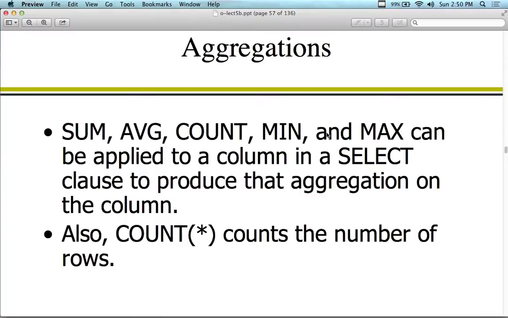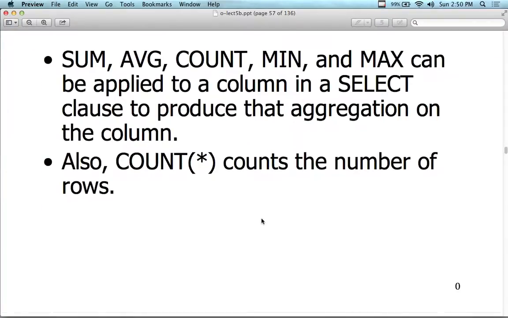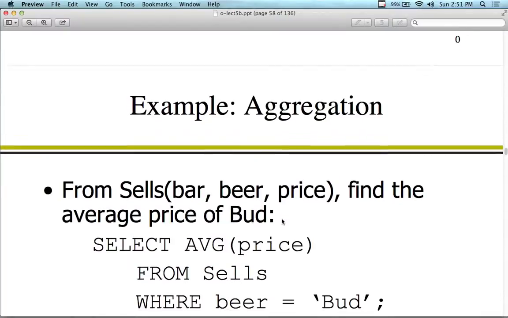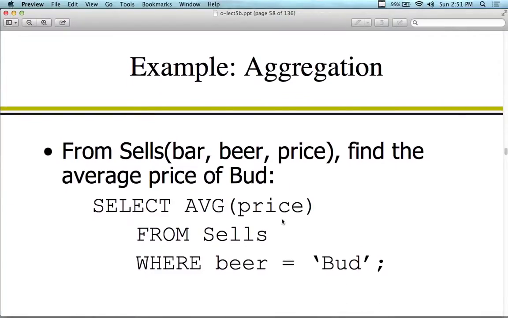It can be applied towards the column in the select clause to produce the aggregation on the column. So also the count works the same way. So count asterisk, as an example, counts the number of rows. So do you want to count asterisk or do you want to count on a name of a row? Depends on whether or not you have null or not null in there. So the count's the funny thing.